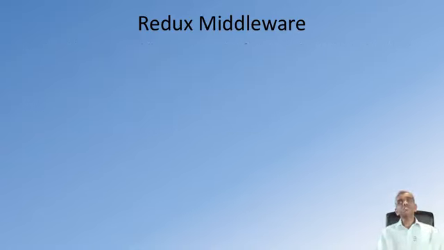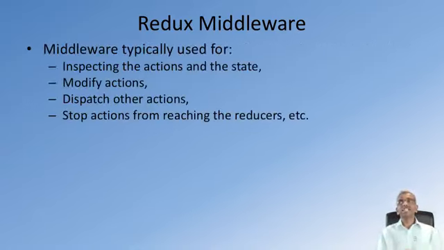So what can we use the middleware for? Here are a few examples of things that you can do with the middleware that you interject into your Redux application. The middleware can be typically used for inspecting the action and also the state. You can even modify the action. You can dispatch other actions and then wait for the results from those actions before you allow this particular action to take place. You can even stop an action from reaching the reducers if it is something that you wish to do, and so on. So there are many applications for a middleware that allow you to achieve your end goal.